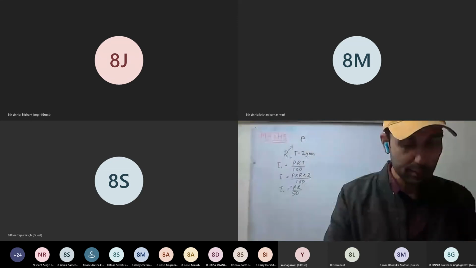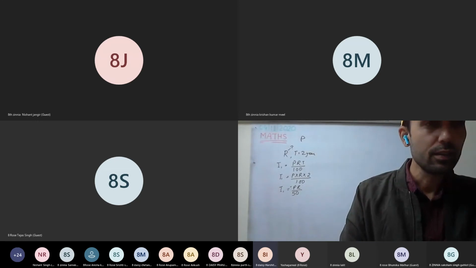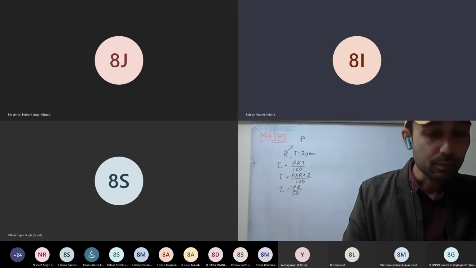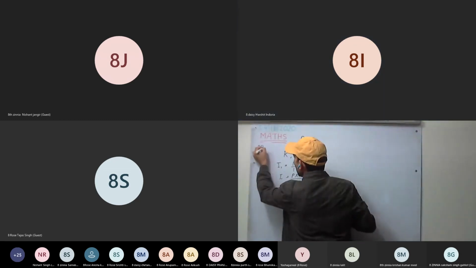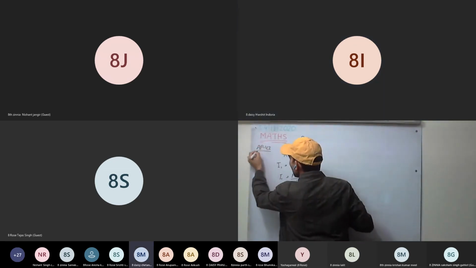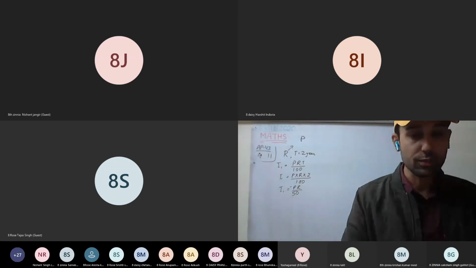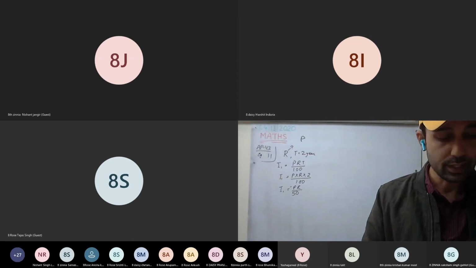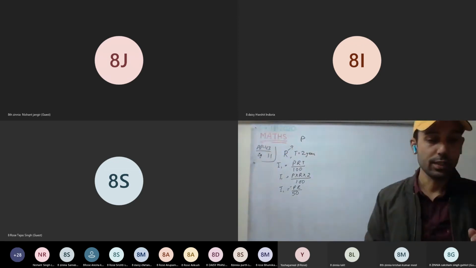Now see the second one. If the rate of interest is... Which question are you asking? It is on AP 43, page number AP 43, example 11. Everyone read the question once, AP 43, example 11. After this example, we'll start the exercise, okay?